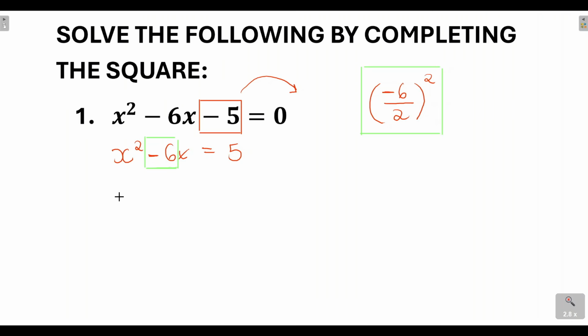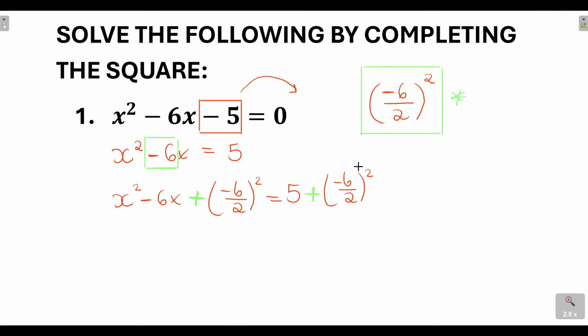We're going to take your x squared minus 6x. Right now we're just rewriting what we have on our left hand side. And then we are going to add this value here. So we're going to plus the negative 6 divided by 2 all squared, equal to, we're going to rewrite this 5, and we are going to plus negative 6 divided by 2 all squared. Okay, so we're still fine here. Everything still makes sense.